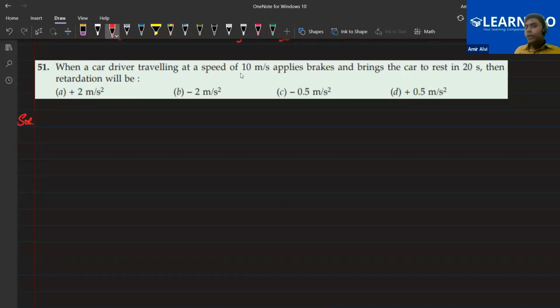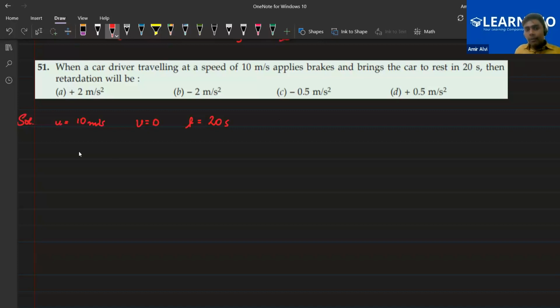so what will be the initial velocity? No, it's already traveling, bachcho. The car driver is traveling at a speed of 10 meter per second, so it is 10, because he is applying the brakes. When you apply the brakes, you have some speed already, right? So 10 meter per second is the speed, and it brings the car to rest. So the final velocity is rest, which means it will be 0, and the time taken is 20 seconds.